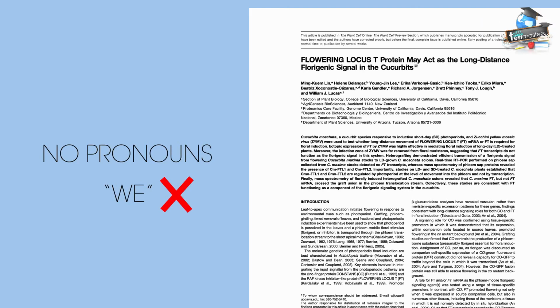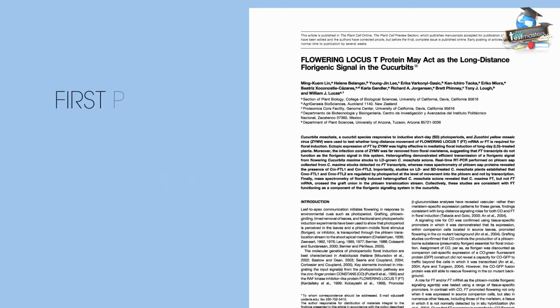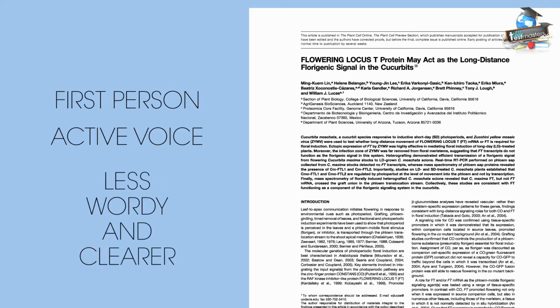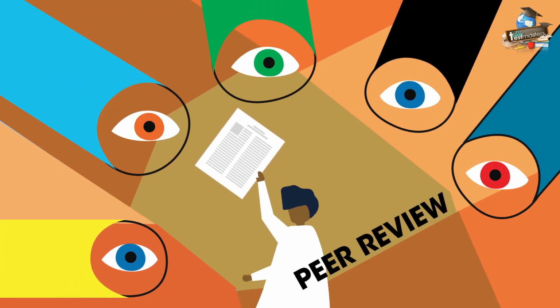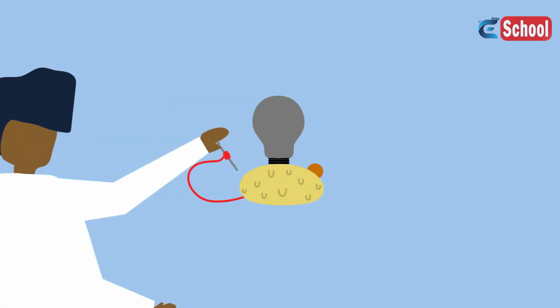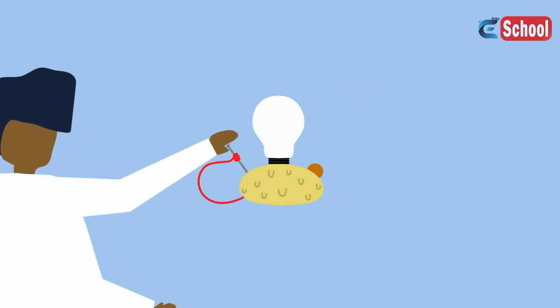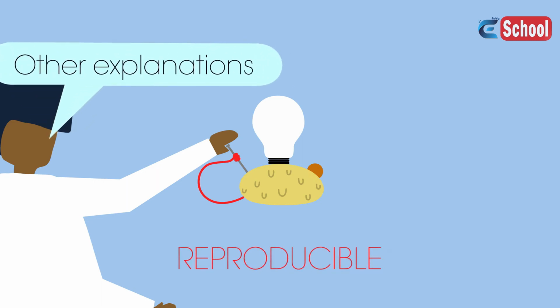However, these days, many style guides require the use of the active voice, as it's far less wordy and much clearer. When the paper is published, it is then reviewed by other scientists in a process called peer review. This can be an anonymous process. Sometimes other scientists repeat the experiments to ensure the data is reproducible. Sometimes other explanations for findings are suggested.